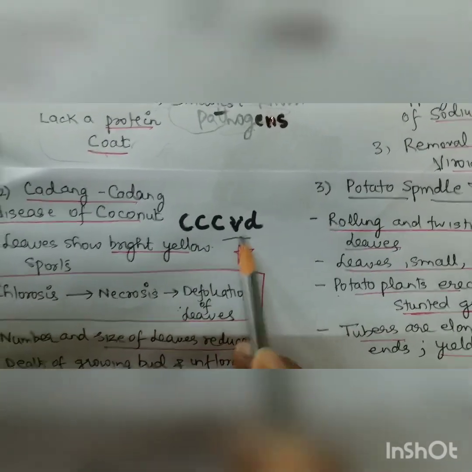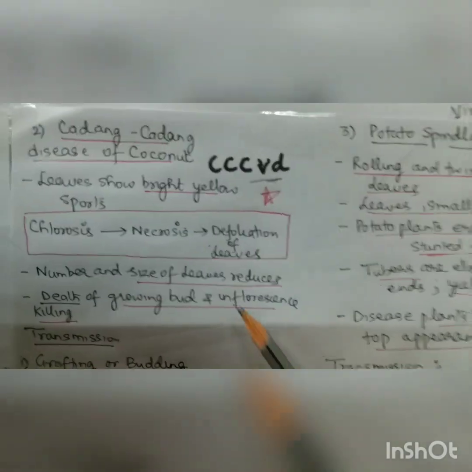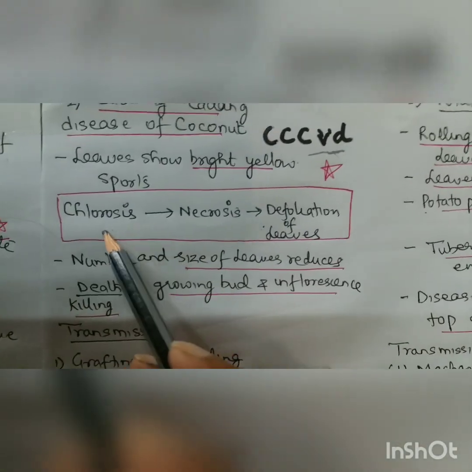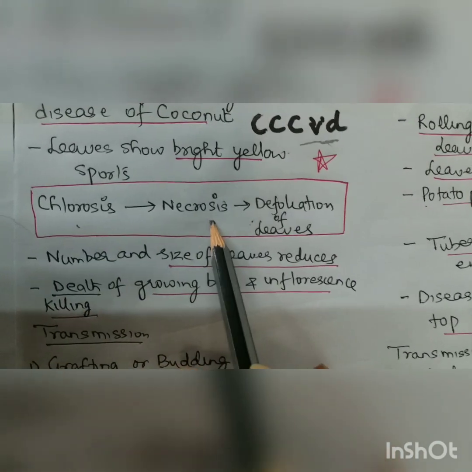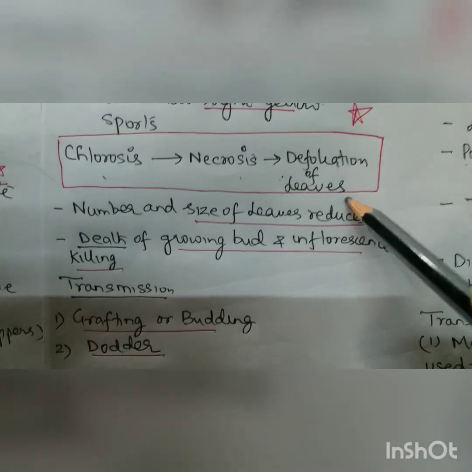Kadang coconut disease, a viral disease. These show bright yellow spots. And bright yellow spots do the same thing: chlorosis followed by necrosis, then the defoliation of leaves. So if there is defoliation of leaves, the photosynthesis decreases.